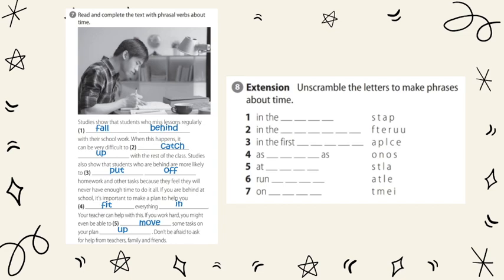Okay, so in exercise number 8, we have to unscramble the letters to make phrases about time. The first word would be past. Number 2 would be future. Number 3, place. Number 4, soon. Number 5, last. Number 6, late. And number 7, time.